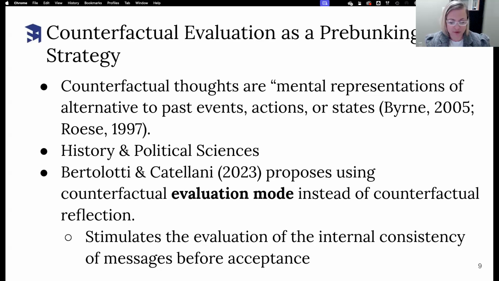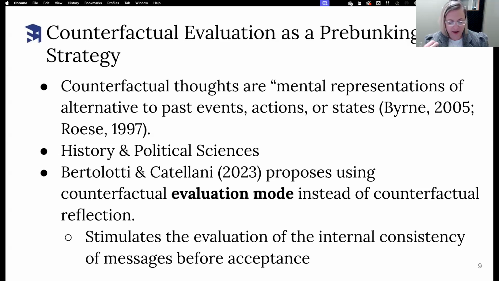Historically, counterfactual thinking or questioning has been used in history or political science courses to stimulate student thinking about the plausibility of different outcomes of past historical events. Students have often been prompted to consider, what if this event did or didn't happen?